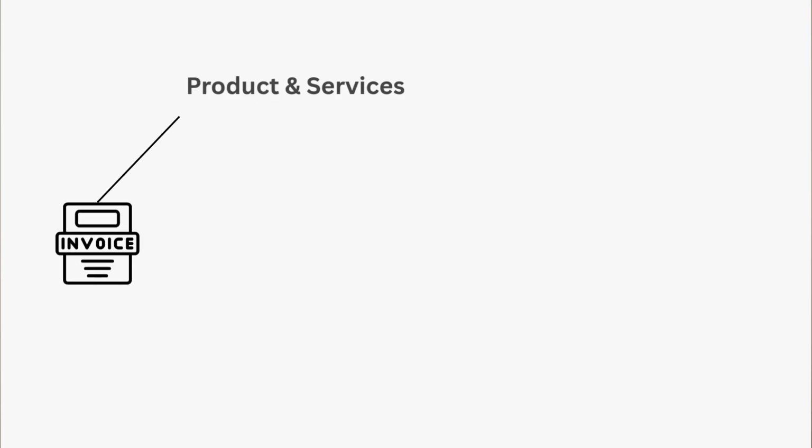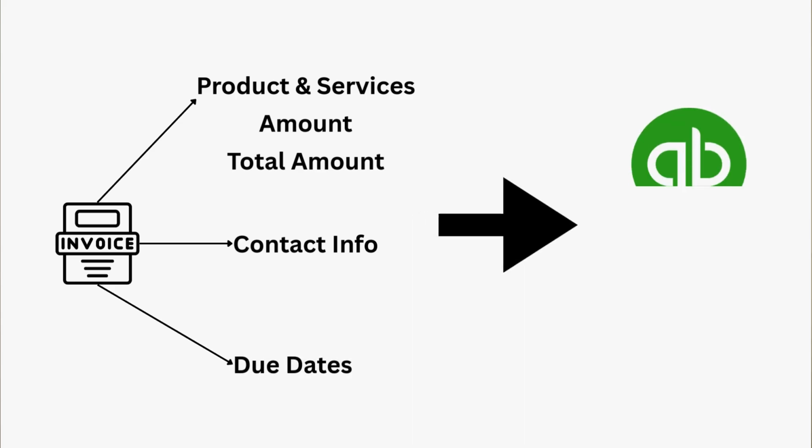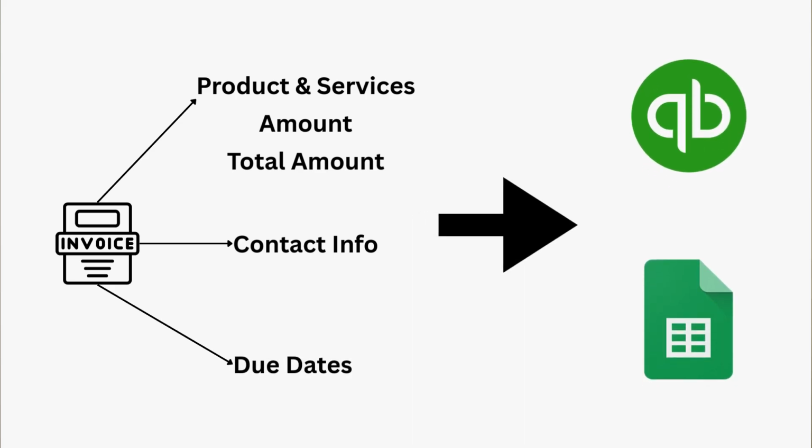So in this video, I want to share with you an automation in Zapier that can handle all of that for you. When an invoice arrives, it can find any key information such as the products and services, the amounts for those, the total amount owed, any contact information, any due dates, and then send that information over to your accounting software or Google Sheets or wherever you'd like. Whether you're a freelancer tracking down invoices or a business handling many vendor invoices, then stick around because this video can really save you time and make your life less stressful.